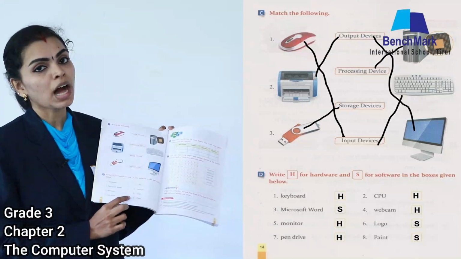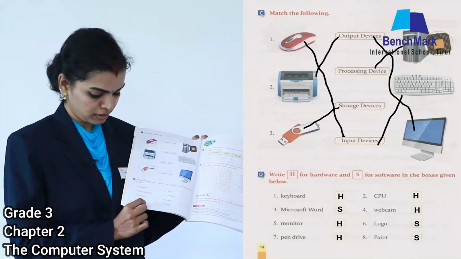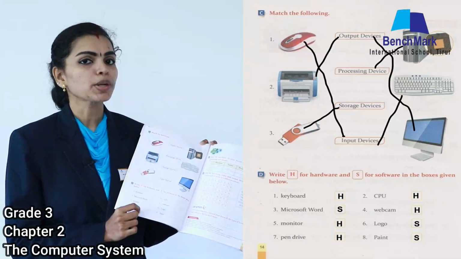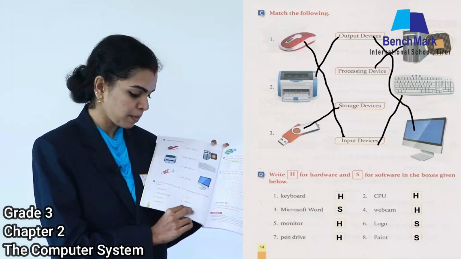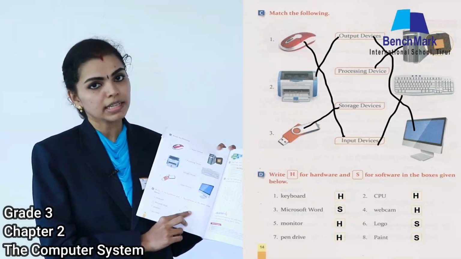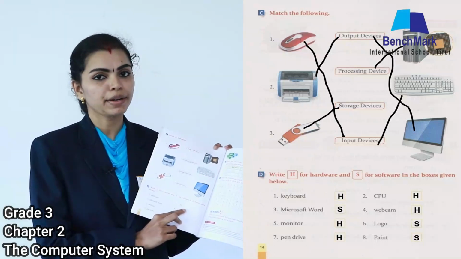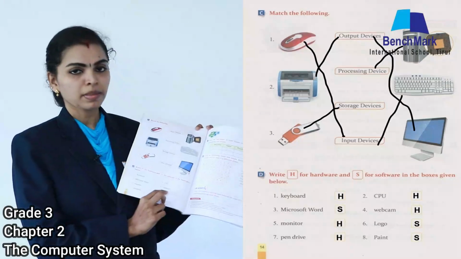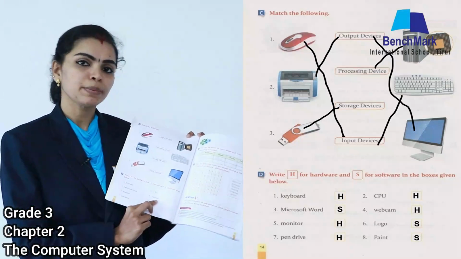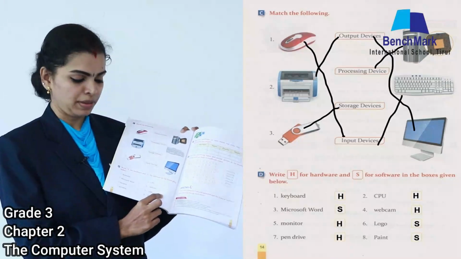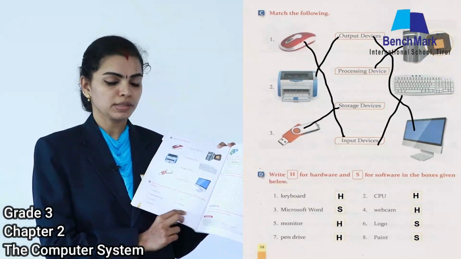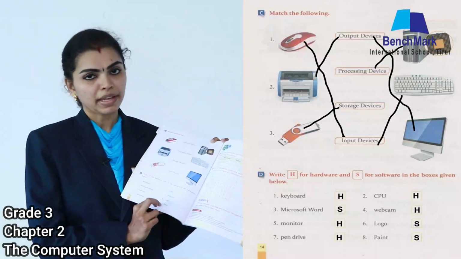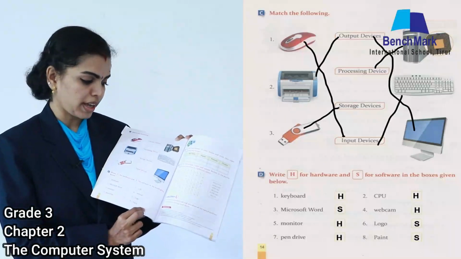Monitor. Monitor is a hardware and we need to write H. Pen drive. Pen drive is a storage device. So it is a hardware. So we need to write H. CPU is a processing device, it is a hardware and we need to write H. Webcam. Webcam is an input device and it is a hardware and we need to write H. Logo. Logo is a software. So we need to write S. Paint is also a software and we need to write S.